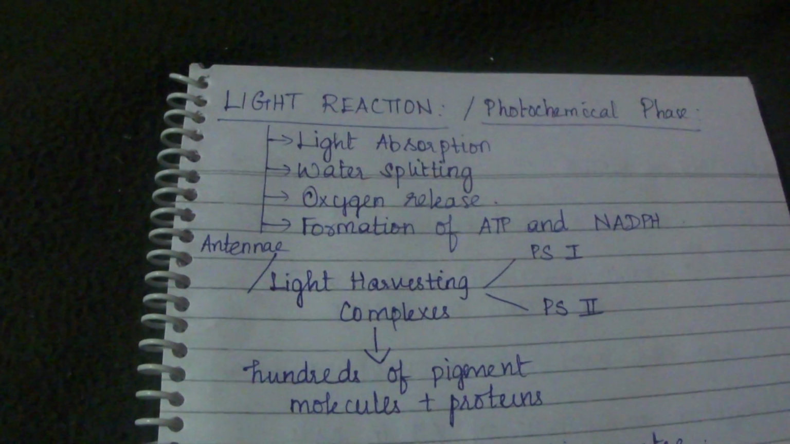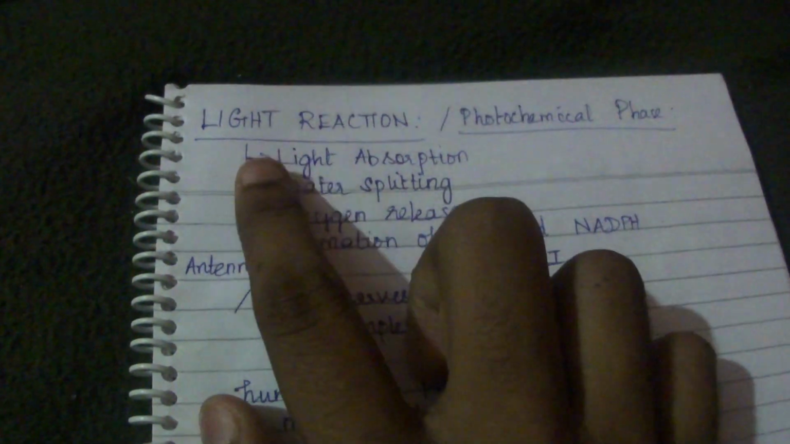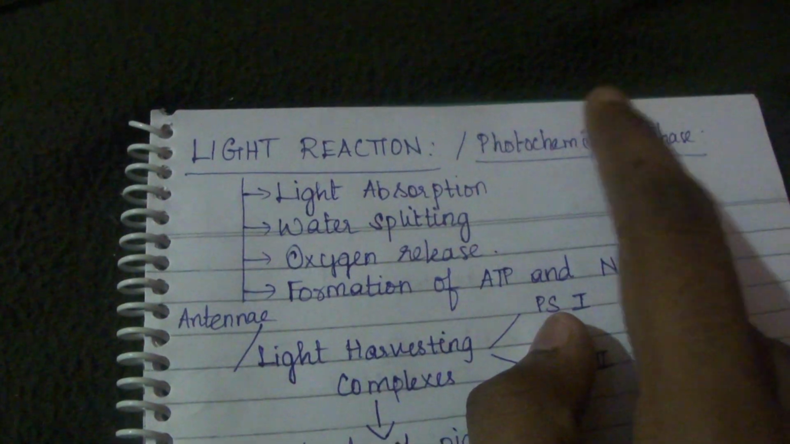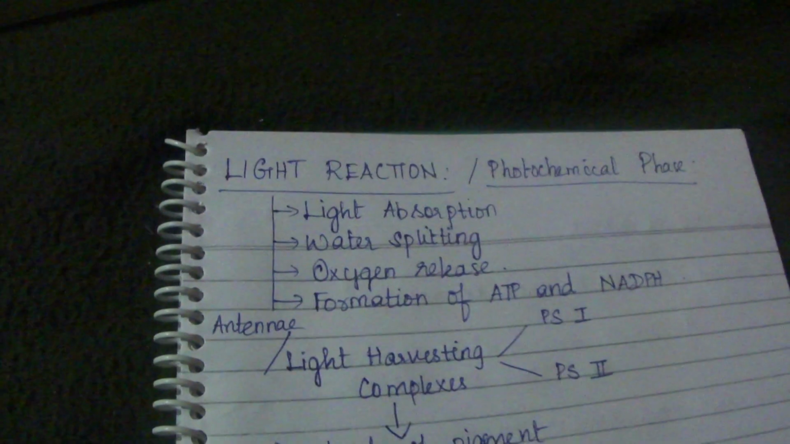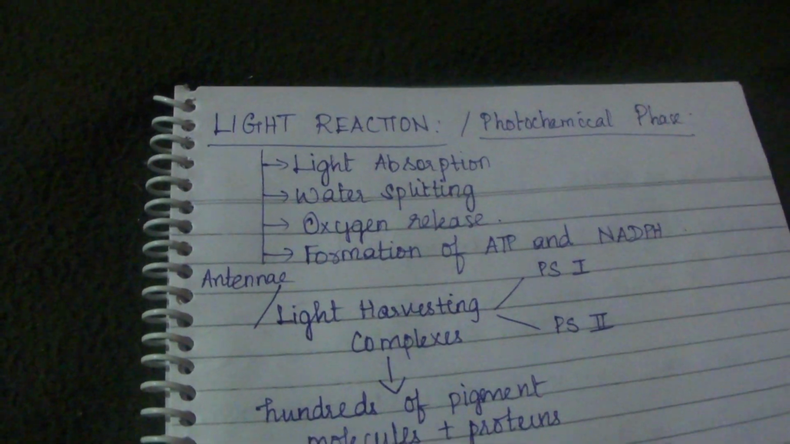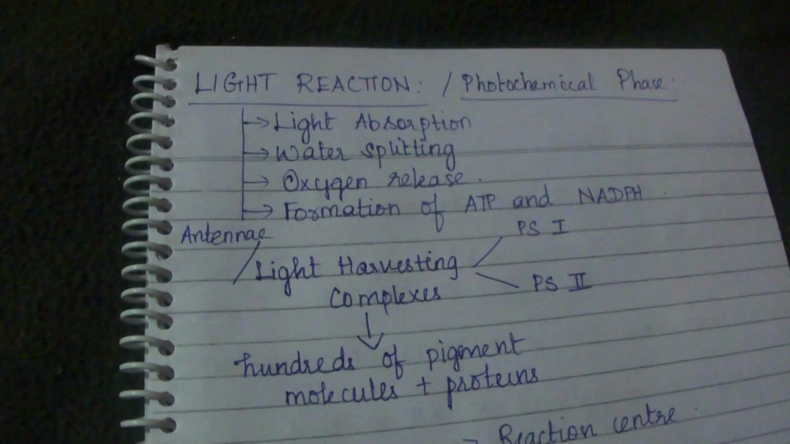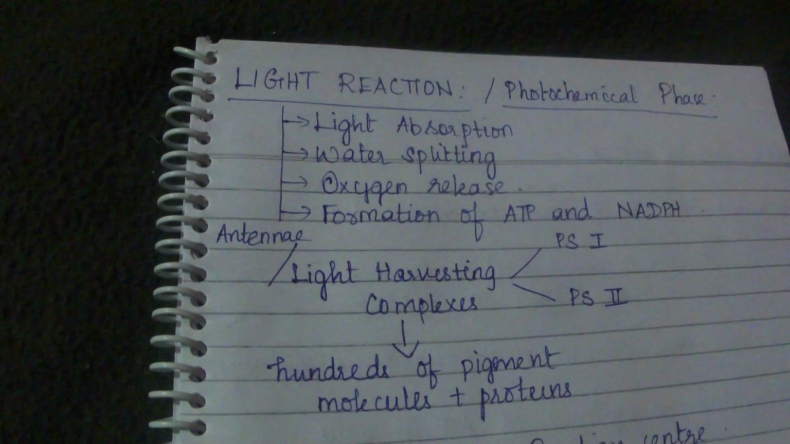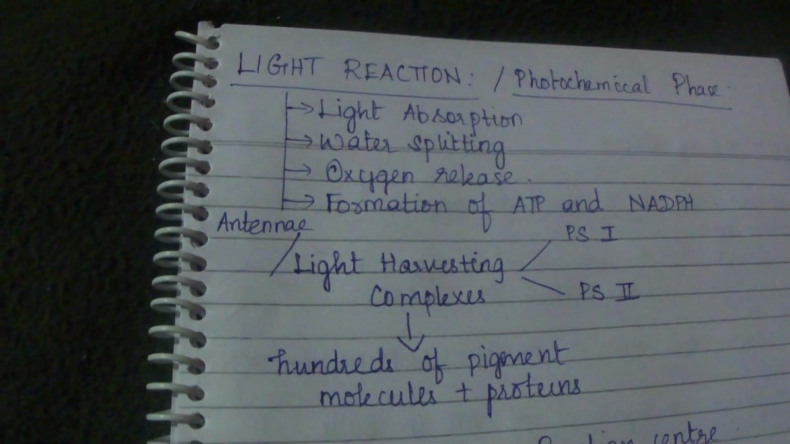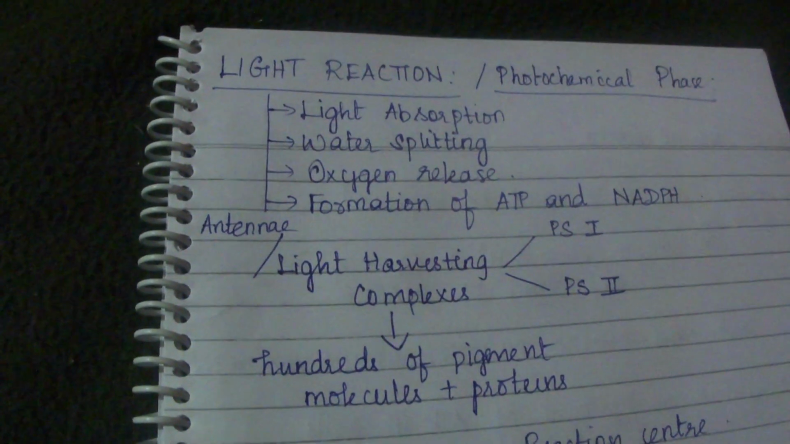So, this is part 3 of photosynthesis in higher plants. In this video, we'll be talking about light reaction, also known as the photochemical phase. We already learned that light reaction occurs in the grana, the membranous structures present in the chloroplast, which trap the light energy and synthesize ATP and NADPH2. We also learned about another reaction, the dark reaction. First, we will be discussing light reaction, which is also known as the photochemical phase.